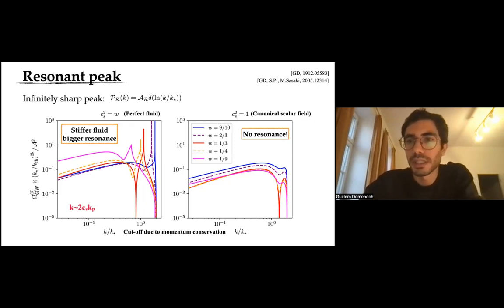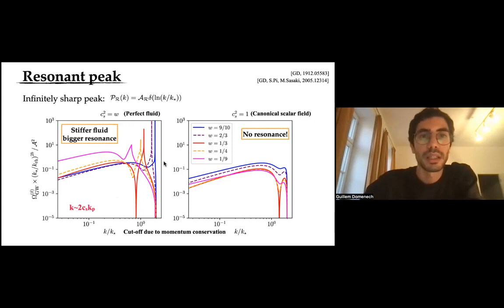One curious case is when CS is equal to 1. Then there will be no resonance. Here, by momentum conservation, the resonance is forbidden. So if you have primordial black holes that form in a radiation-dominated universe, but not really radiation, a canonical scalar field, then you will have no resonance, and this is how it looks.